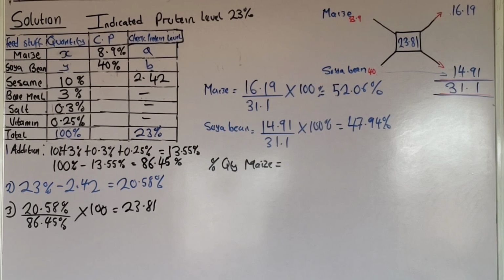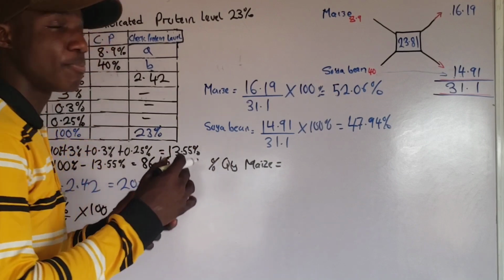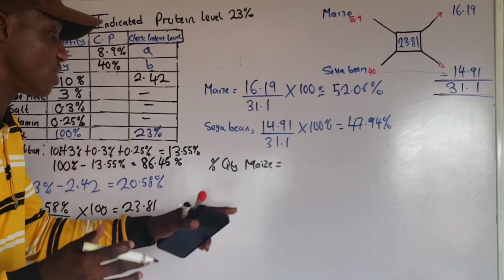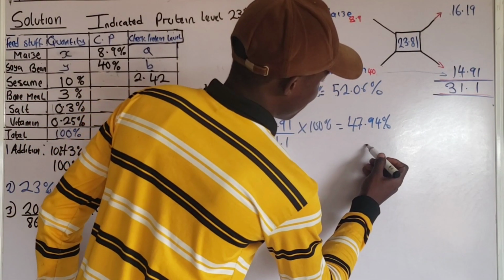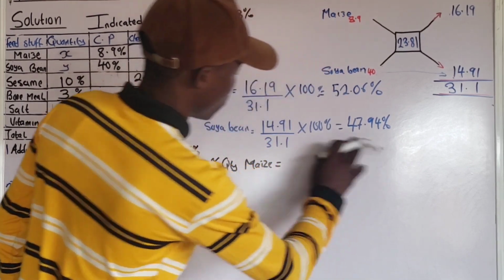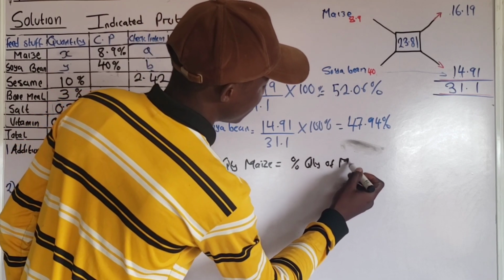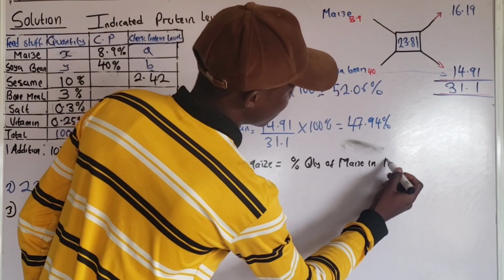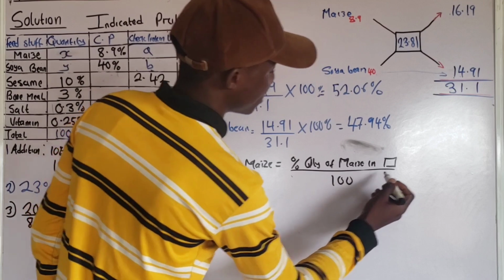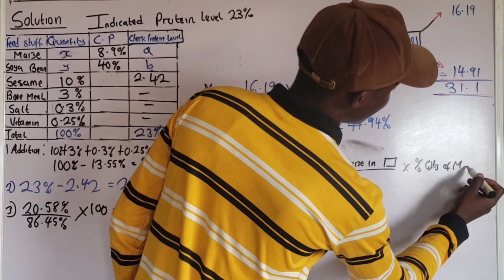I'm going to take the explanation again. I'm just trying to help you to understand. Please, let me give you the formula. We want to determine the percentage quantity of maize alone. Use this formula: percentage quantity of maize will be equal to percentage quantity of maize in the Pearson squared all over 100 multiplied by percentage quantity of maize plus soya beans.